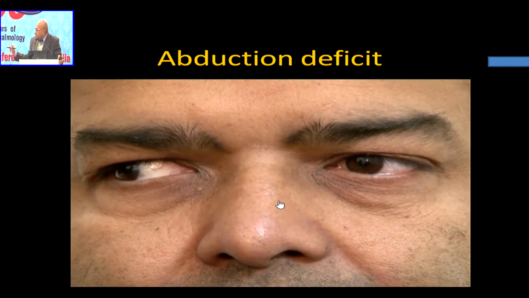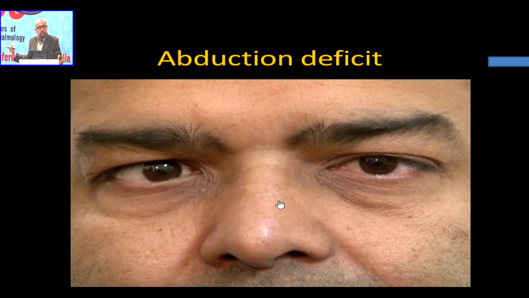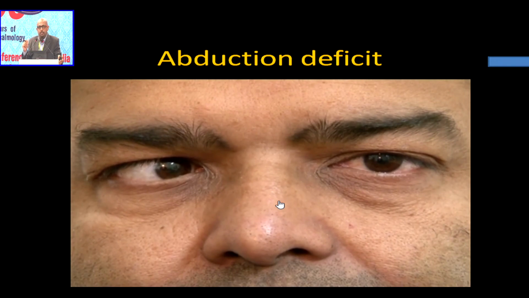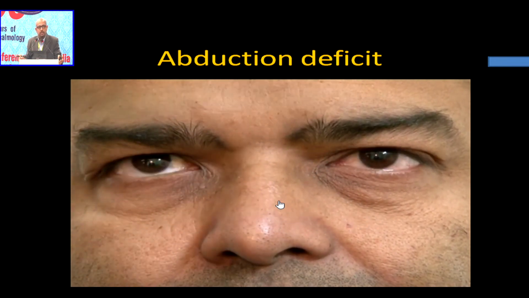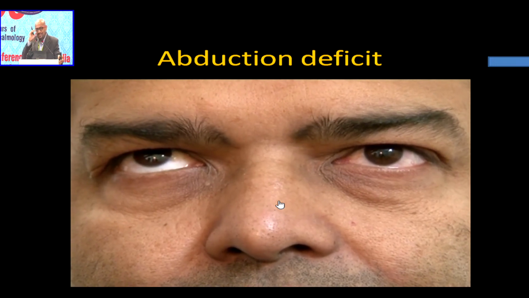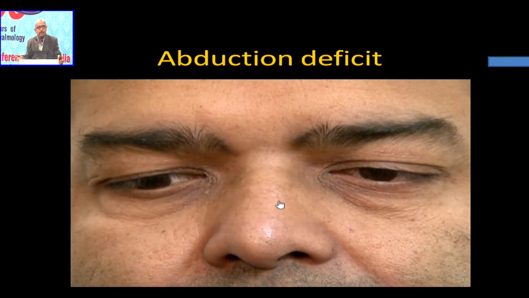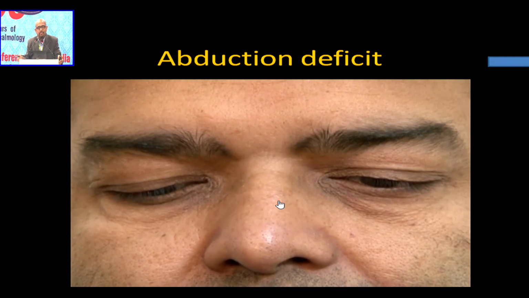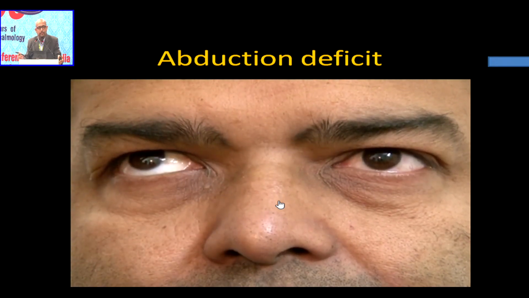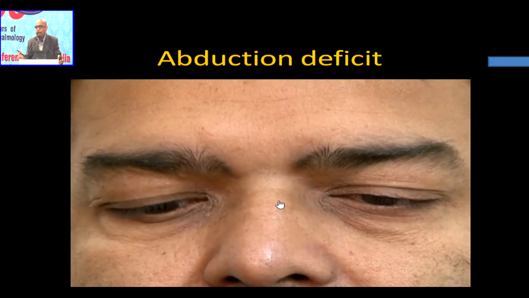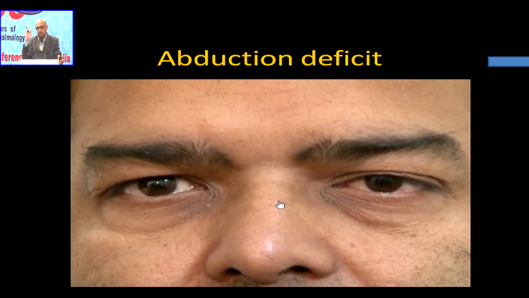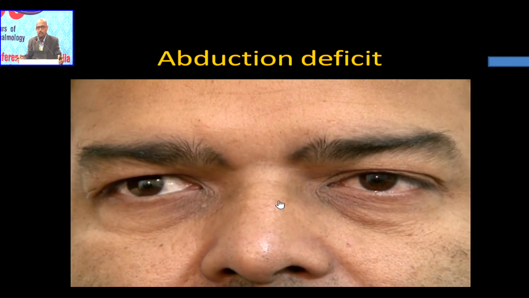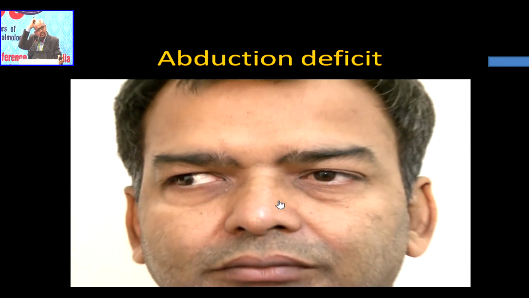See here, the adduction is not complete on the left side. So left abduction not complete, adduction not complete, elevation not complete, depression plus minus. What do you think? So, a sixth nerve now, because abduction is gone. Elevation, adduction, depression, plus minus.